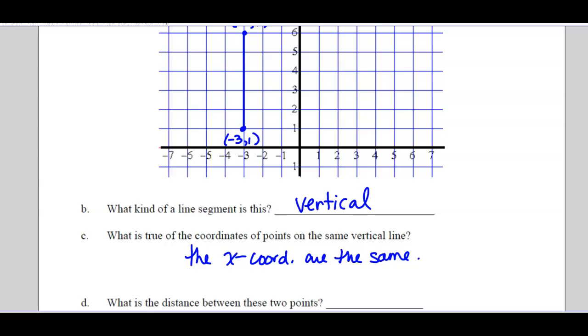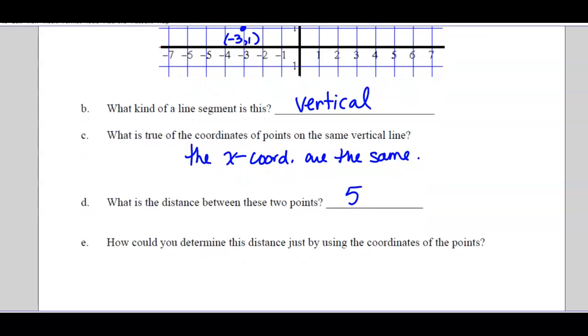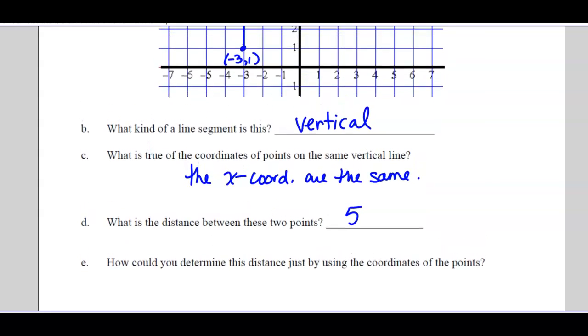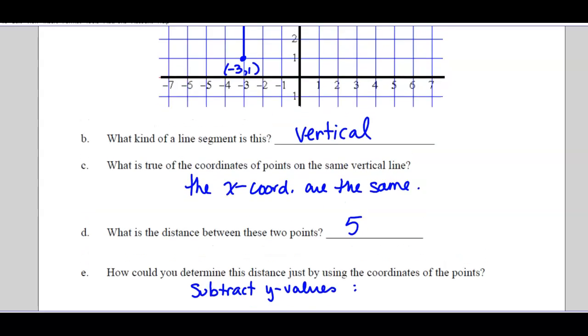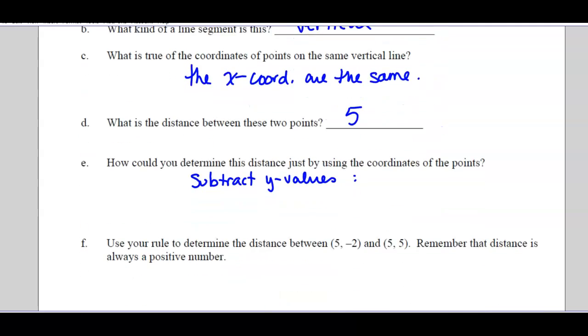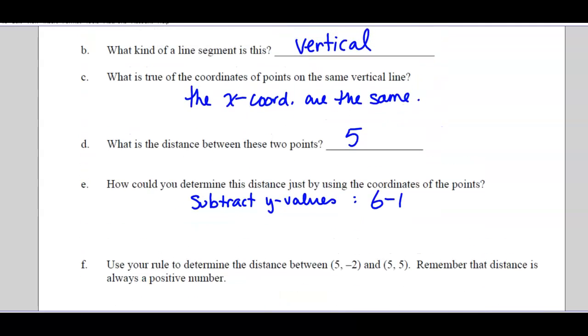So what's the distance? Count the number of sides of the squares. So 1, 2, 3, 4, 5. Okay, and then from the coordinates, we would subtract the y values. The largest one is 6 minus the smaller. So 6 minus 1 equals 5.